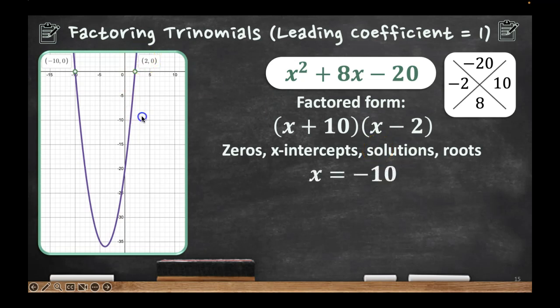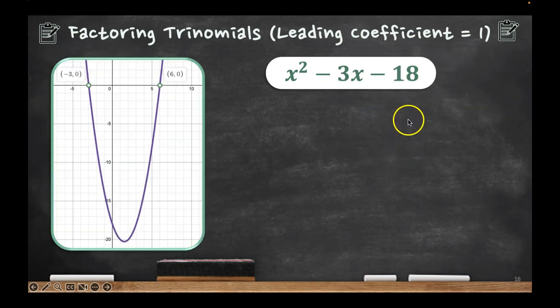If you look over here at the graph, you can see that it crosses at 2 and negative 10. Because this is Algebra 1, and you're going to have Desmos on your end of course test, you can type it in Desmos and see where it crosses the x-axis. Whatever those solutions are, you can honestly work your way backwards. If I know my solutions are negative 10 and positive 2, I know my factors are going to be x plus 10 and x minus 2.